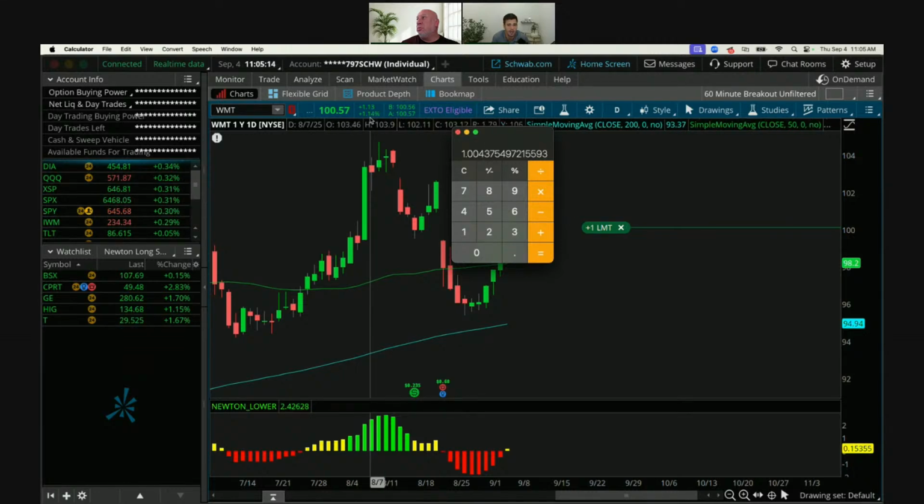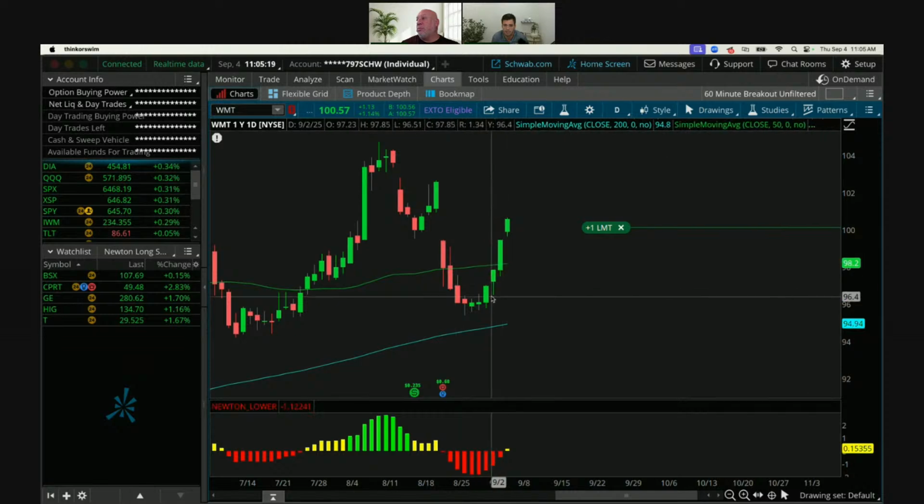So it's up 1% today. It does not need to do 1% again. It just needs 0.4%. I like to say it just needs to drift in the direction it's already headed.